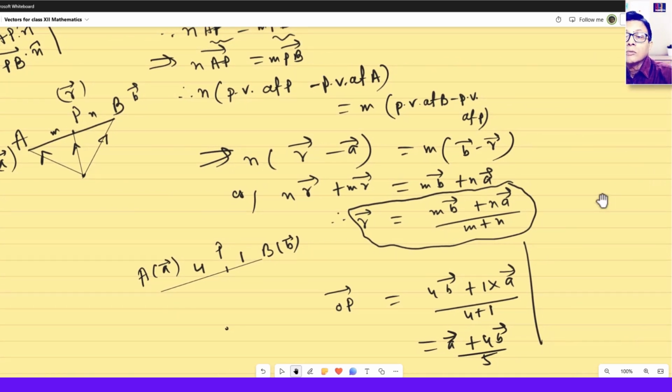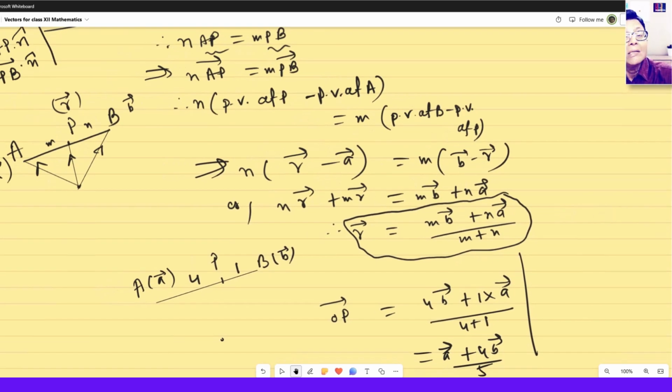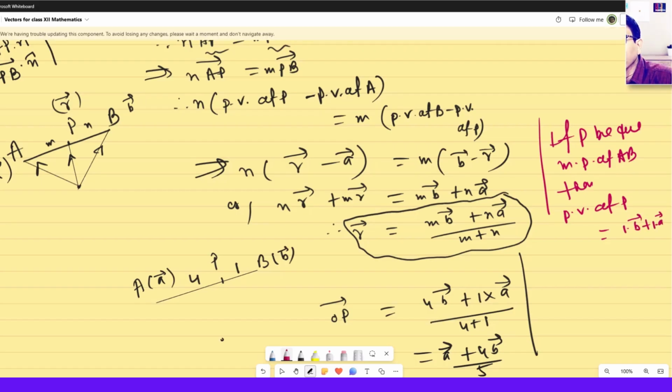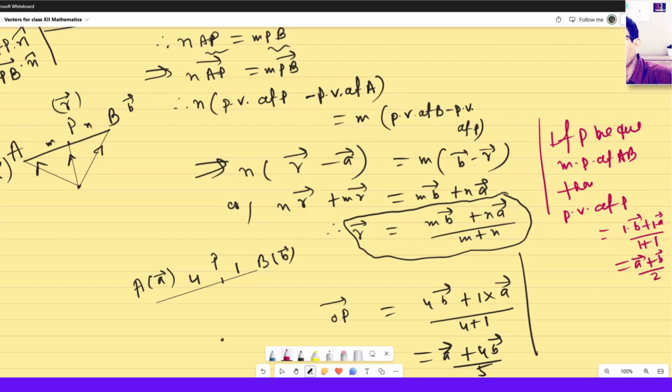Now, this m and n may be 1:1. If P be the midpoint of AB, then what do you write? Then position vector of P will be 1 into B plus 1 into A by 1 plus 1, that is A plus B divided by 2. Clear? Hope you have understood the concept of position vector and the section formula.